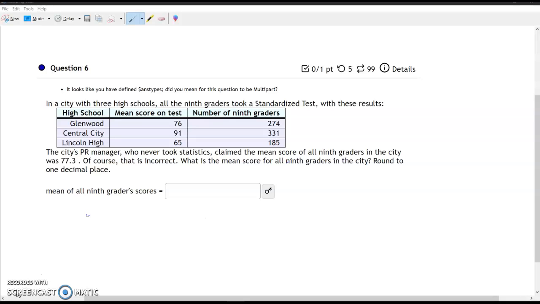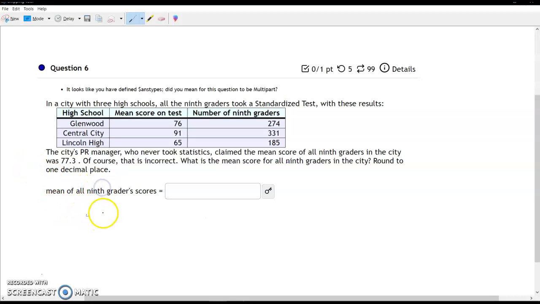This is question number 6 on 3.1, the mean section. We're looking at a city with 3 high schools. The mean score for each school is listed, along with the number of ninth graders. We want to find the mean score for all the ninth graders in the city.